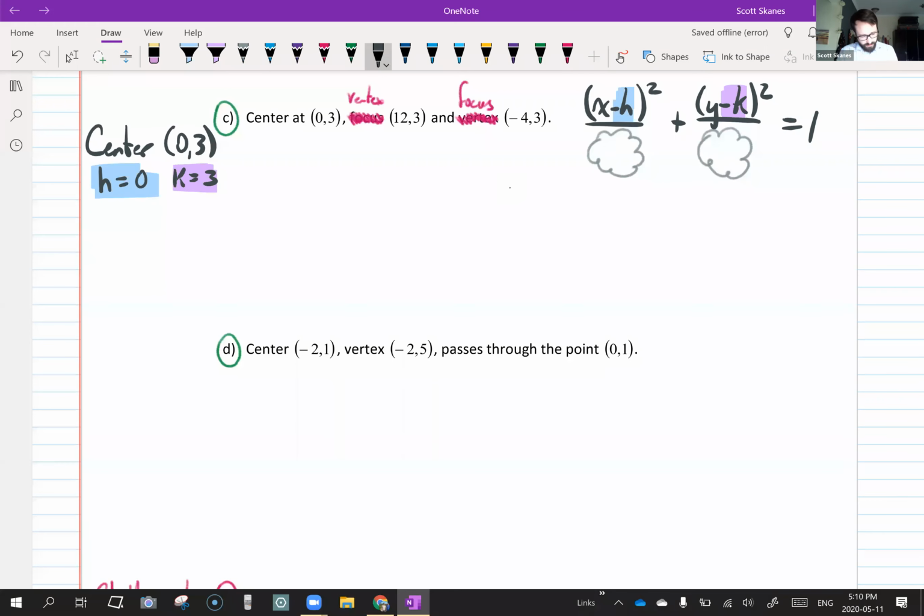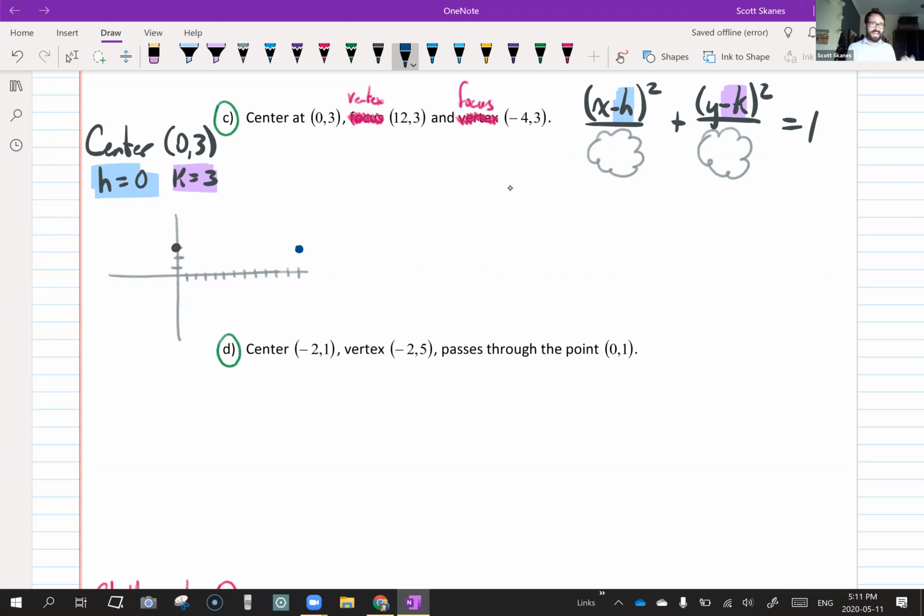Well, it's been given. I'm going to make a sketch so we can see clearly what's going on. Center at 0, 3. So let's put that down, okay? 1, 2, 3. It's my center. My vertex is at 12, 3. So right 12 up 3. 1, 2, 3, 4, 5, 6, 7, 8, 9, 10, 11, 12. I'm trying to keep them equally spaced, so I kind of ran out of space there. That's okay. Vertex is there. Okay, that's my vertex.